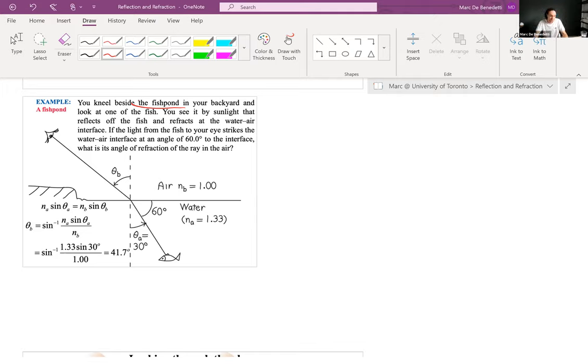Anyway, let's assume not only do you have a backyard, you have a big enough backyard that you have a fish pond, and you look at one of the fish.